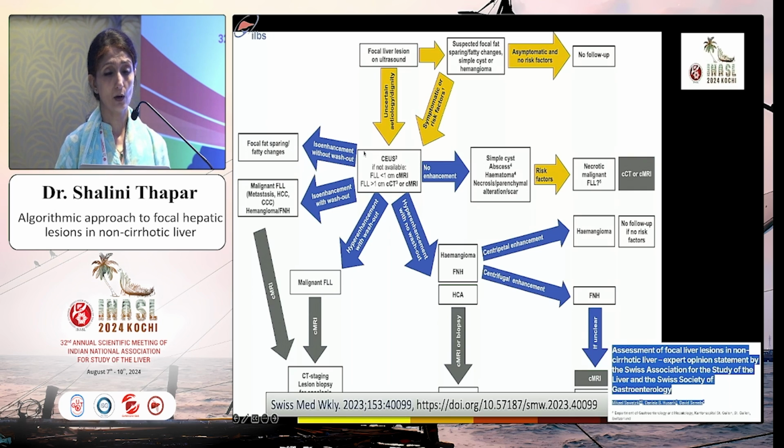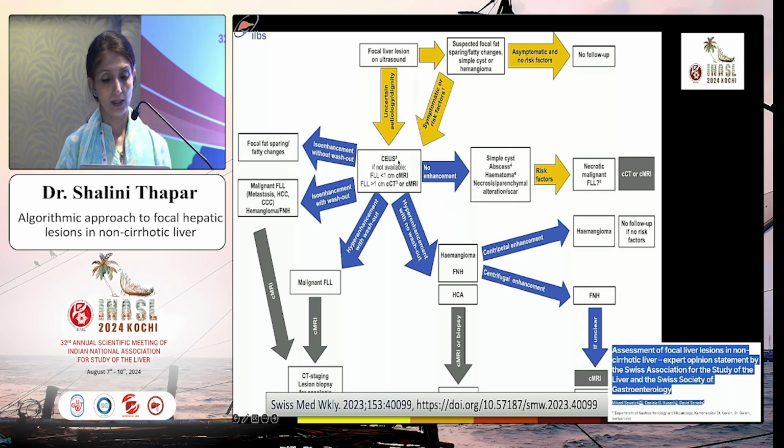Let's say this patient has had a contrast study done. If there is no enhancement at all, the patient usually has a cyst, an abscess, a hematoma, or some necrosis. Here, if there are risk factors, this could be a necrotic lesion. I'll show you some examples of this. Further, go in for a CT or MR, and that's how we manage.